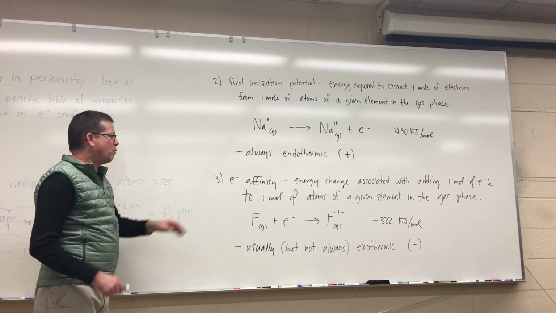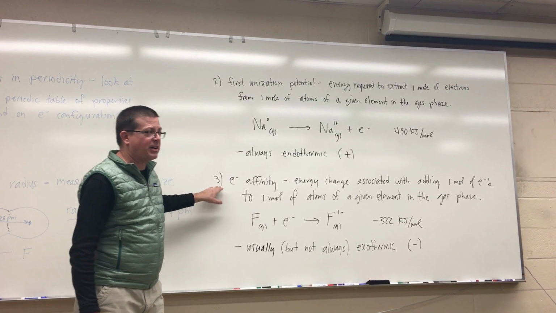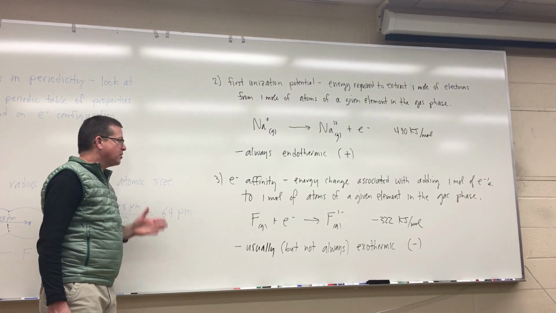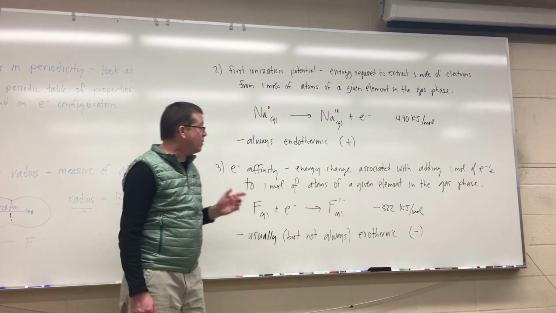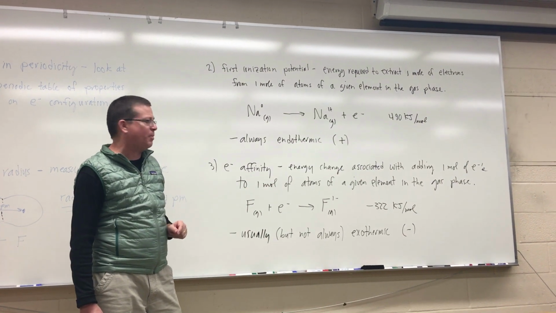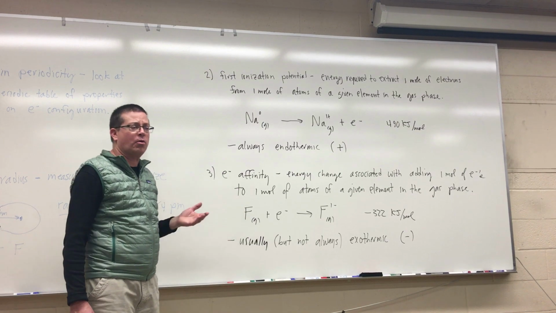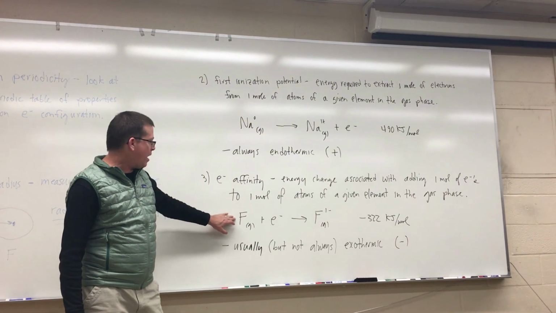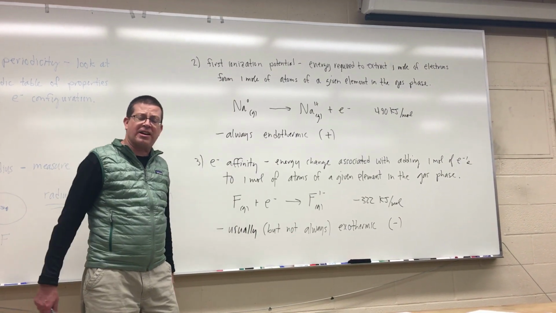Now the last property we want to talk about is something called electron affinity. Electron affinity is just the opposite process of first ionization potential. This is the energy change associated with adding 1 mole of electrons to 1 mole of neutral atoms of a given element in the gas phase. We can demonstrate this with a reaction of a fluorine atom. What I've got here is an isolated fluorine atom in the gaseous phase, and we're going to shove an extra electron into it.